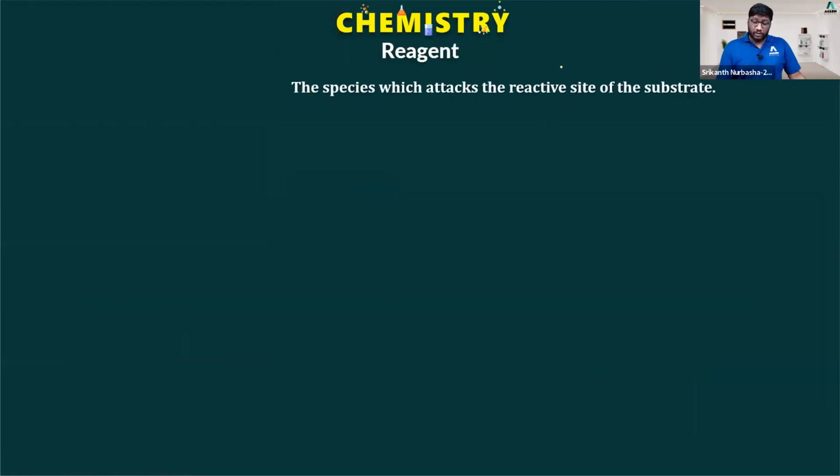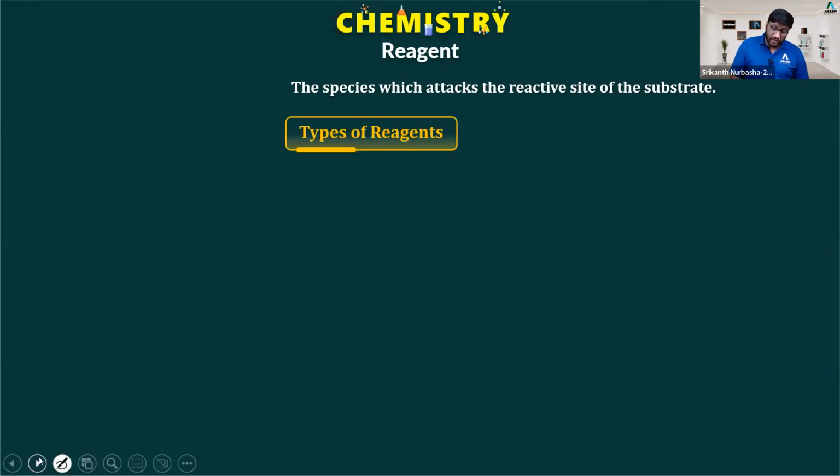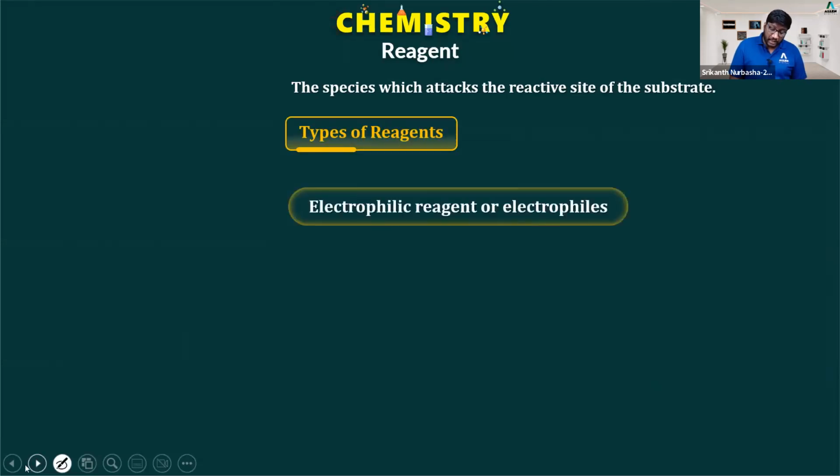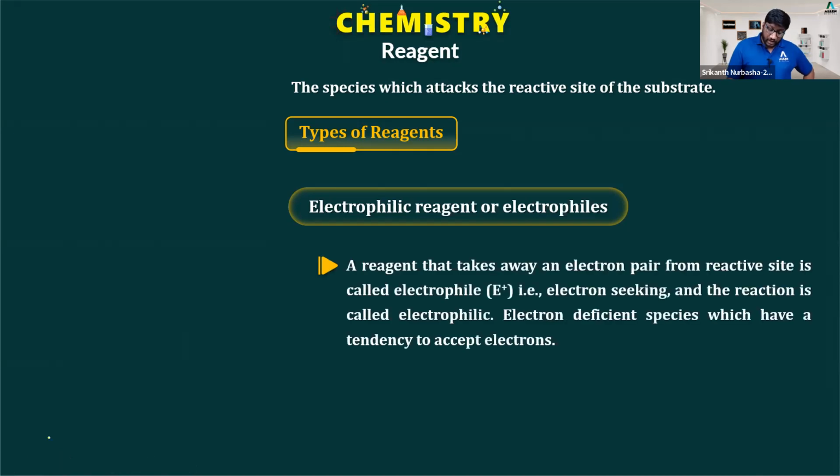The species which attacks the reactive site of the substrate is said to be a reagent. How many types of reagents are known to you? There can be two types of reagents: electrophilic reagents or electrophiles, and nucleophilic reagents or nucleophiles. So what is an electrophile? An electrophile is a reagent that takes away an electron pair. It is nothing but electron loving. So electron seeking, and the reaction is said to be electrophilic.